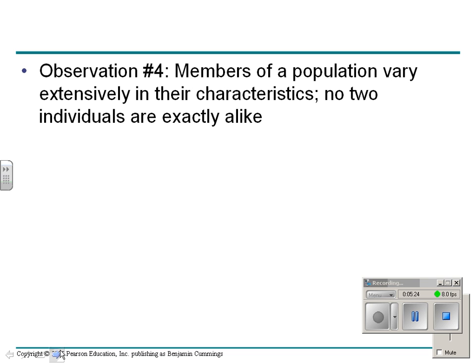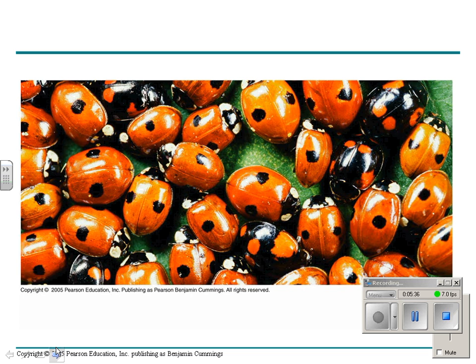Observation number 4, there's a lot of differences in members of a population. Look around the room, and only 12 people here, we have a lot of varying characteristics. And if you look at these ladybird beetles, also known as ladybugs, you say, well, they all look the same. Well, not really. This one has 3 white spots on its head, and this one has 2. This one has a different white spot right here. There are spots on their shells. Look at it. We have some black ones in here. So they vary quite a bit, even though to you and me, all ladybird beetles look alike. They actually aren't.